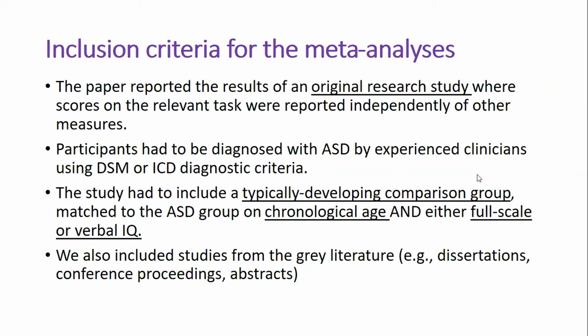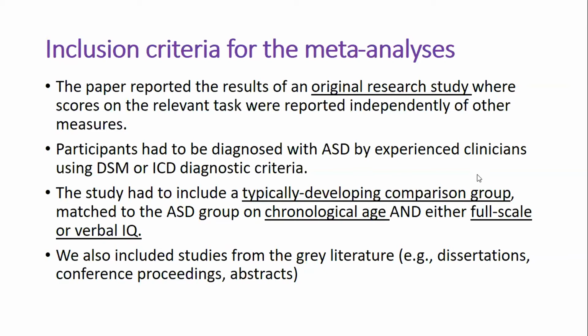Also, it was very important that, of course, we needed a typically developing comparison group, but they had to be well matched to the autistic group, not only on chronological age, which is important so that you match for general knowledge and maybe level of education and so on, but also that they were matched on either full scale or verbal IQ, because we know that intelligence is really important for analogical reasoning performance, and verbal ability is very important for metaphor processing.